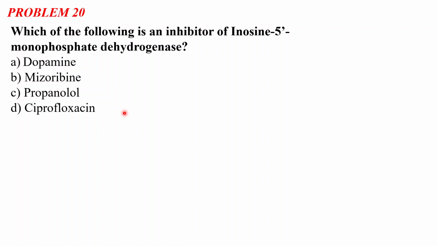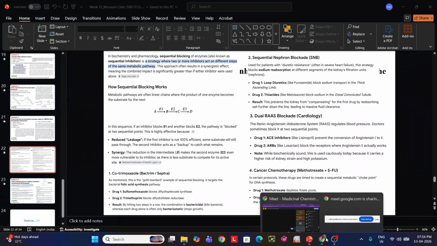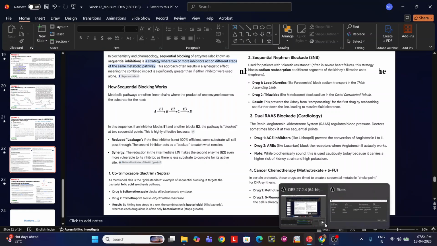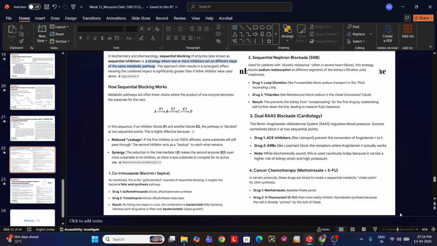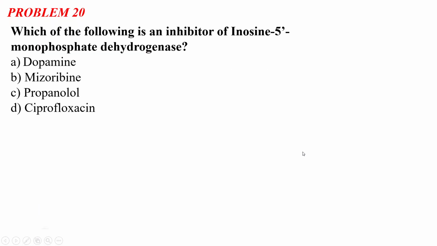Okay, let me check the chat box now. Okay, I have received two answers. One is saying A, another is saying B. Let us find out which of the following will be the correct answer, A or B. So the correct answer will be B, mizoribine.